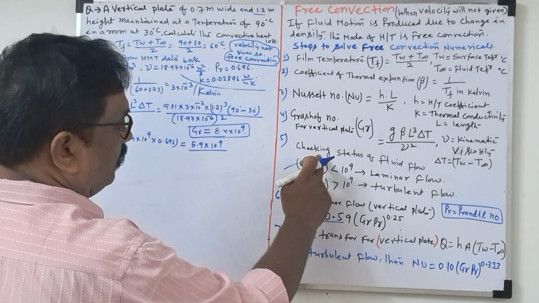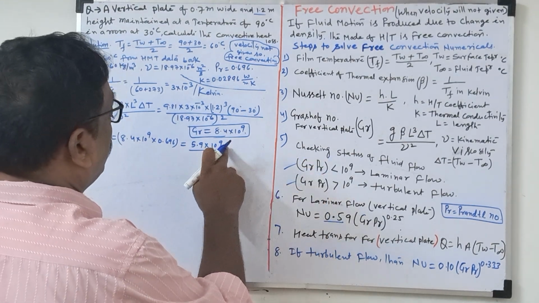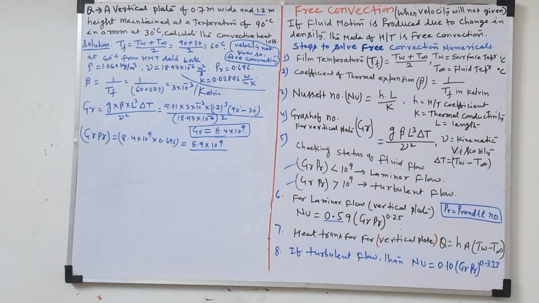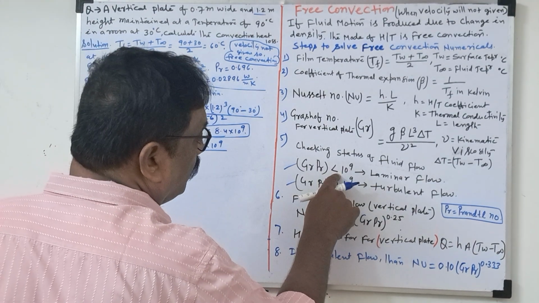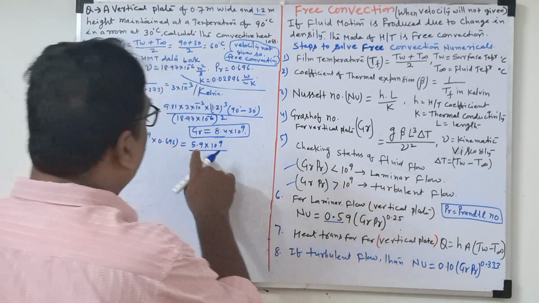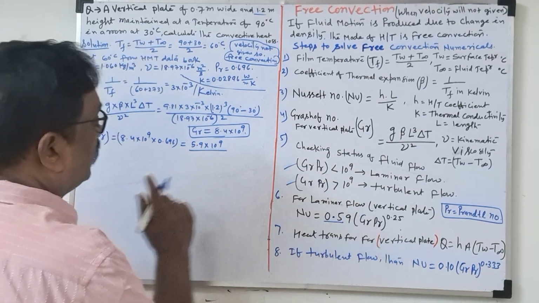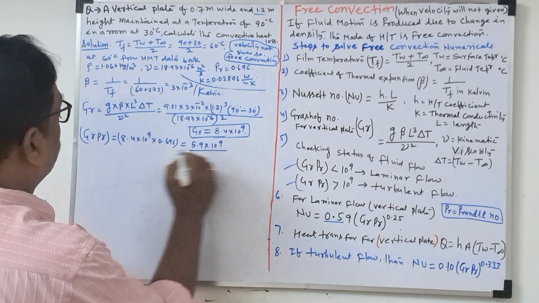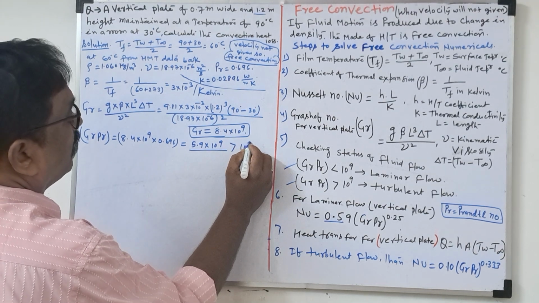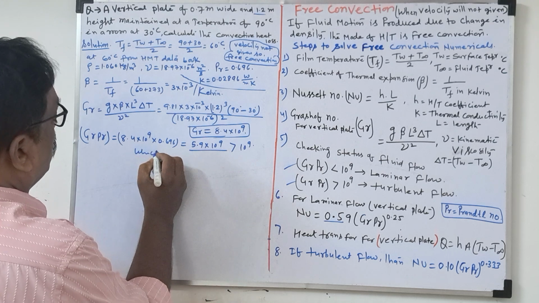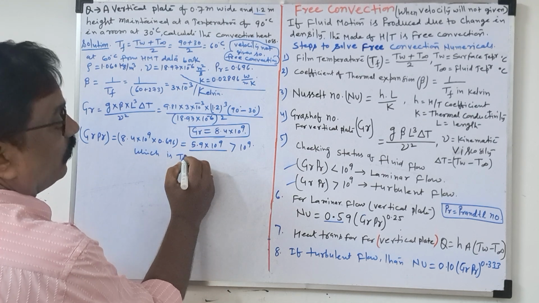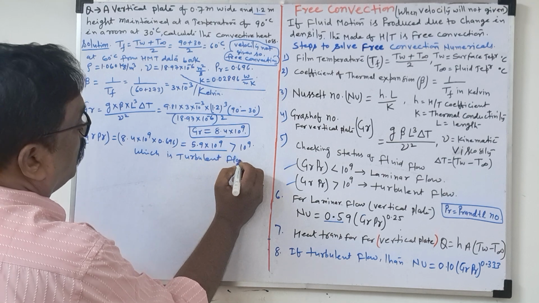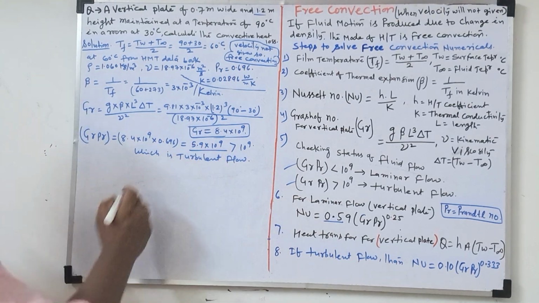Now we'll compare and check the status of the fluid. How much is coming? 5.9 into 10 power 9. This is greater than 1 into 10 power 9. So Gr Pr is greater than 10 power 9, which means turbulent flow.